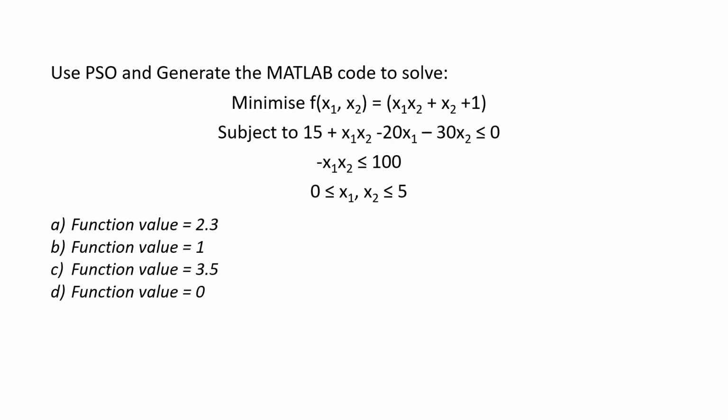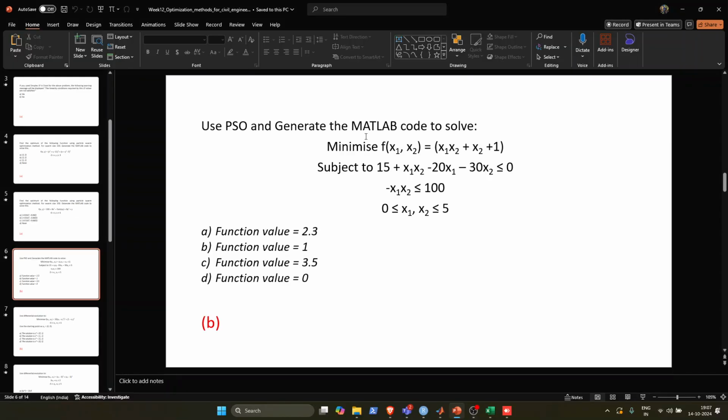The function value we need to get. How much? Function value, f val or whatever function you are giving, that you should get as fval. I am not getting that answer. I'll show what.